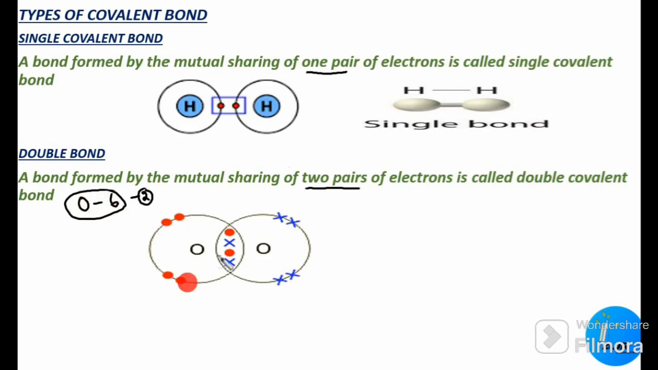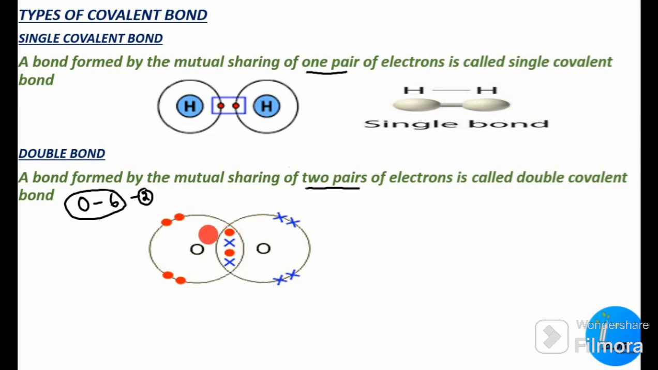This oxygen has 6 electrons in its valence shell: 1, 2, 3, 4, 5, 6. And this oxygen is also having 6 electrons in its outermost orbit: 1, 2, 3, 4, 5, 6. So both these oxygen atoms require 2 more electrons to complete the octet. So what happens? This oxygen will share its 2 valence electrons with the next one, and this oxygen will share its 2 electrons with this oxygen. Finally, 2 pairs of electrons are shared by the 2 oxygen atoms.